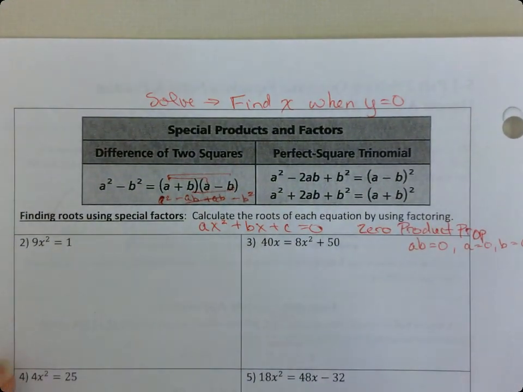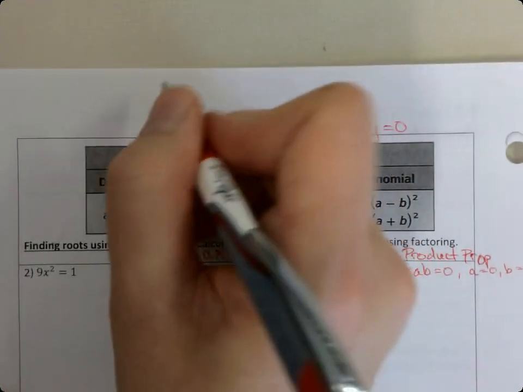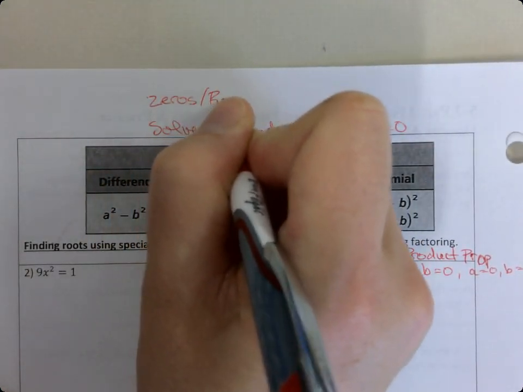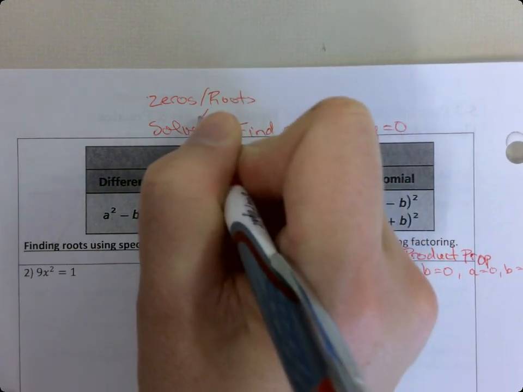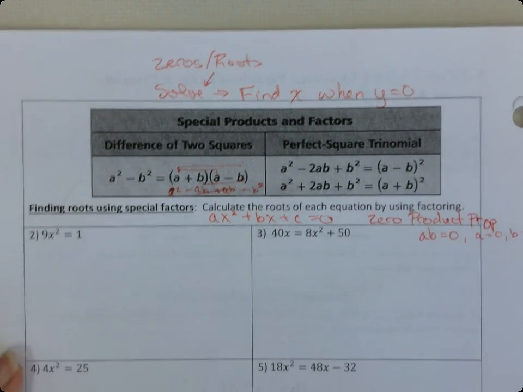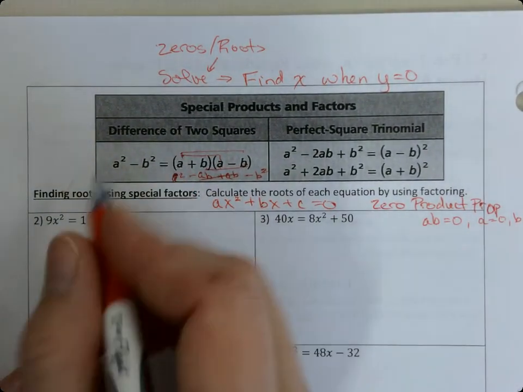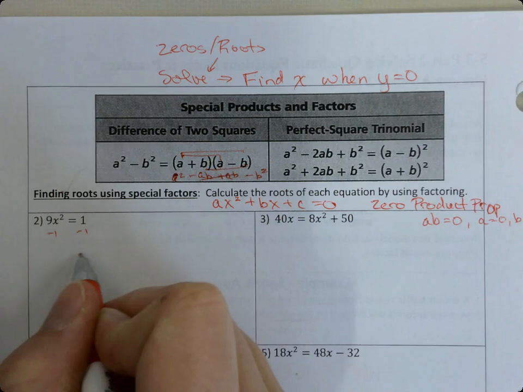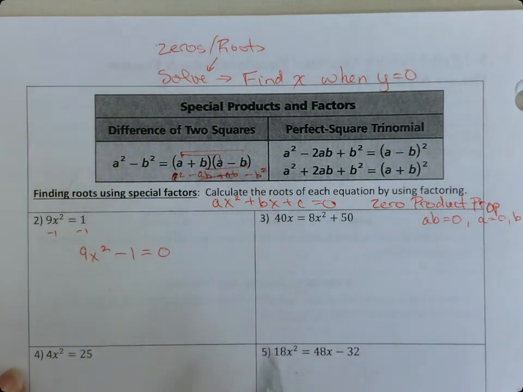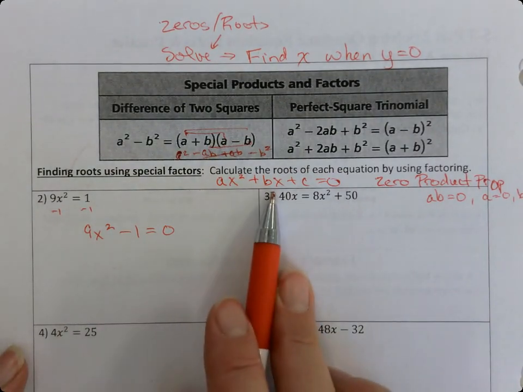And remember, you could be using the term roots. So when I say solve, you could be asked to find the zeros or the roots. Both of those ideas are telling you to solve a quadratic. So I just want to keep throwing that vocab at you. All right, so first thing I want to do is set this equal to 0 in standard form. Subtract 1. I get 9x squared minus 1 equals 0. So what's missing is that middle term.